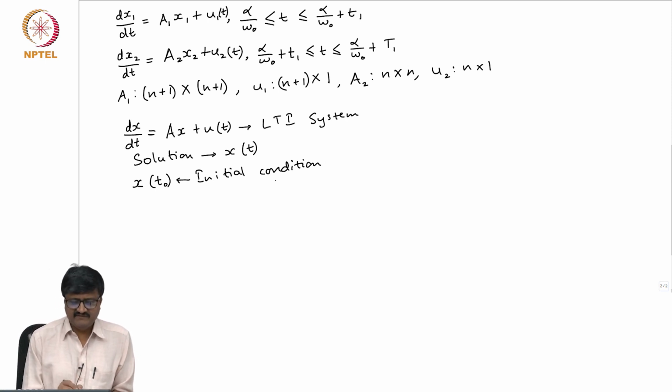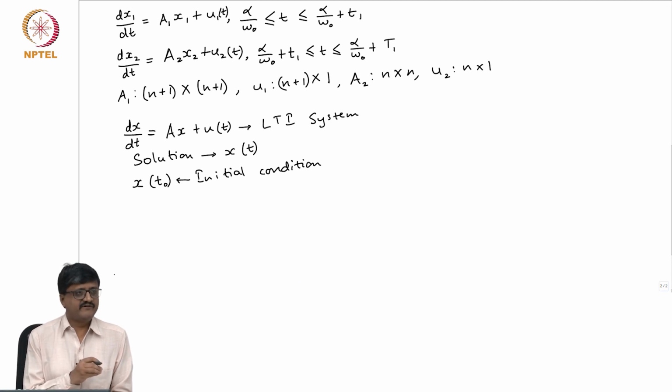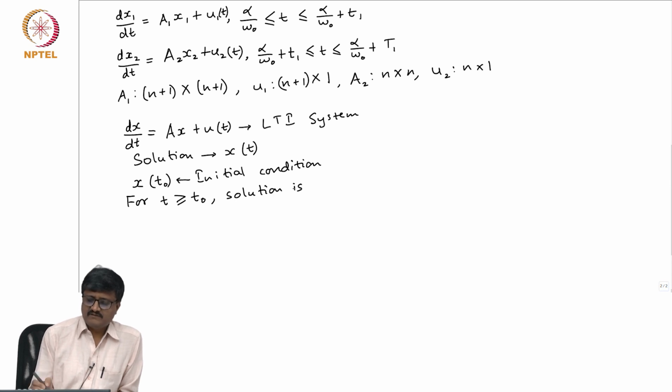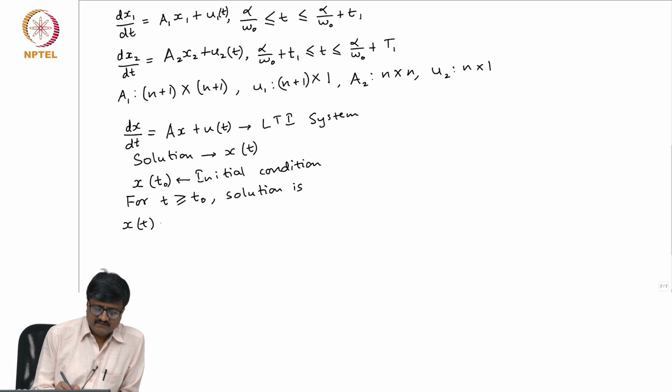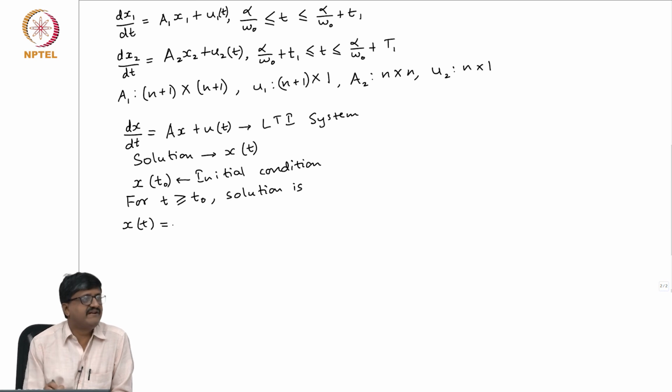The word initial means we can get the solution only for t greater than t naught. Most of the problems that we come across, we are not interested in the solution for t less than t naught, only for t greater than or equal to t naught. T equal to t naught we already know. So, for t greater than or equal to t naught, the solution is x of t. Are you familiar with the solution of this linear time invariant system?